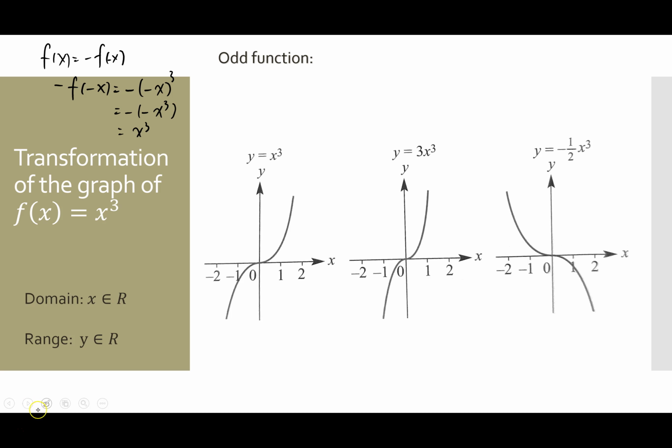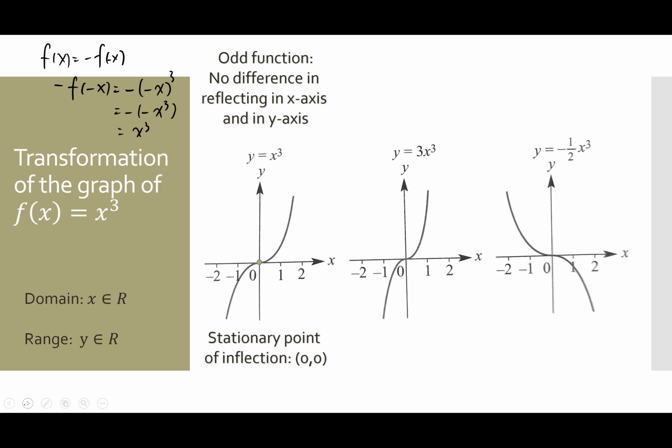For an odd function, you will be able to see that there's no difference for the function to be reflected in the x-axis and in the y-axis. Then in this graph, there's a very key point in our sketching, which is right in the middle of the graph. This point is known as the stationary point of inflection, and it is important because it has a gradient of 0 at this point.